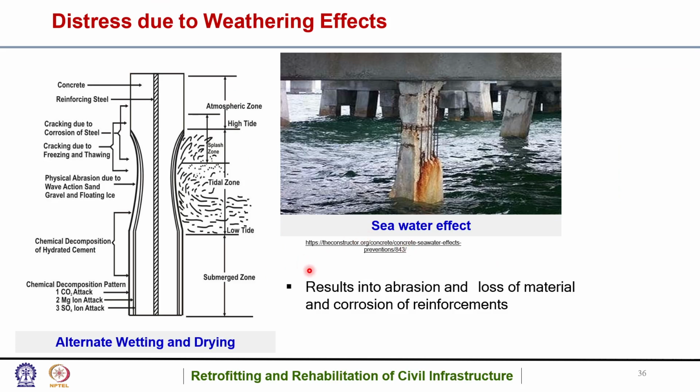Apart from that, there is the seawater effect, which results in abrasion, loss of material and corrosion of reinforcements. And there is also alternate wetting and drying. That can happen in any sea structure which is partially submerged.